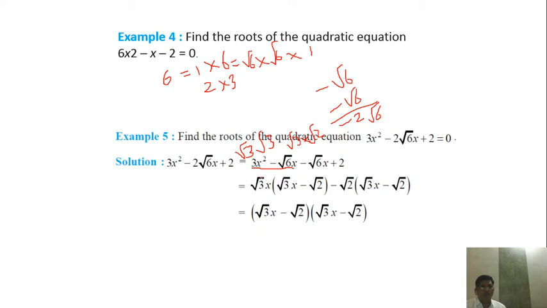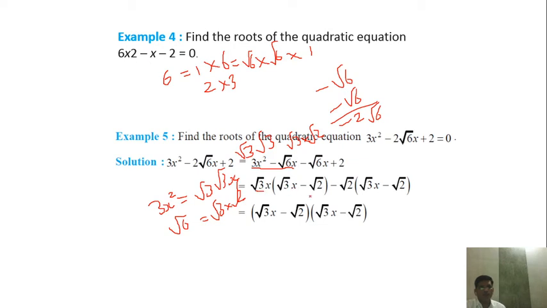If someone asks how we can find root 3 common: root 3 again, 3x square, x square means root 3 into root 3, and root 6 means root 3 into root 2. So what is common? Root 3 is common. So we have to make root 3 common.